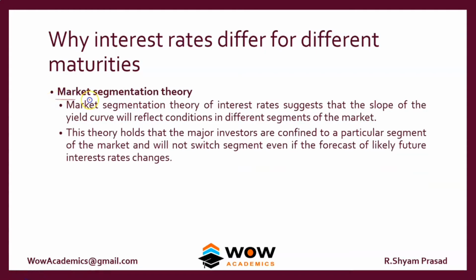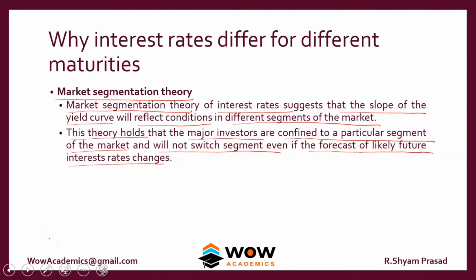The next theory is called the market segmentation theory. Market segmentation theory of interest rates suggests that the slope of the yield curve will reflect conditions in different segments of the market. This holds that the major investors are confined to a particular segment of the market and will not switch segment even if the forecast of the likely interest rate changes. So we look at the picture.